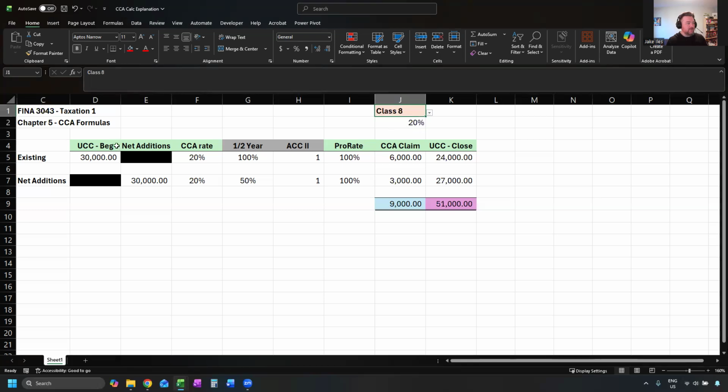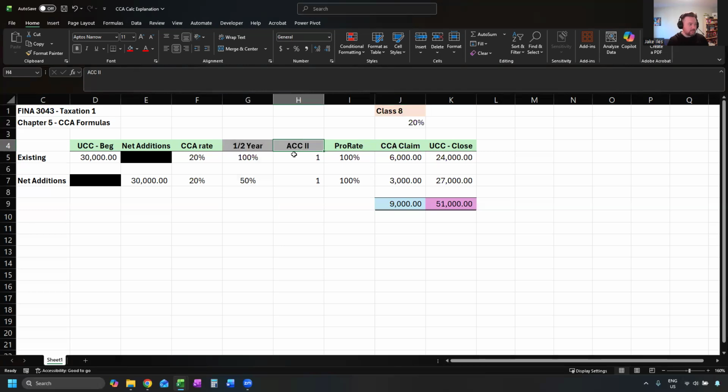So if we have a UCC of 30,000, we can expense or deduct 20% of it in a year. 20% of 30,000 is $6,000. So we just take this number times 20% times this 100%, and 1 times 100% is 6,000. I'll get to these columns soon, but right now they're not affecting the calculation. 100% of any number is just that number. So 30,000 times 20%, we can expense $6,000 this year. That's the basic calculation.